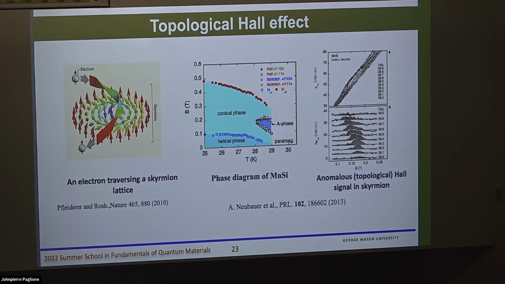In this case, when you have this type of magnetic texture, like a skyrmion, the spins inside are pointing all up. When you go to the next layer, they are slightly canted, and when you go to the center, they are facing downwards. Now, when an electron moves through this texture, its motion has to be adiabatic. That means the electron needs to follow all these local spin directions. It goes like that, and when it comes out, it comes back to the same point where it started.